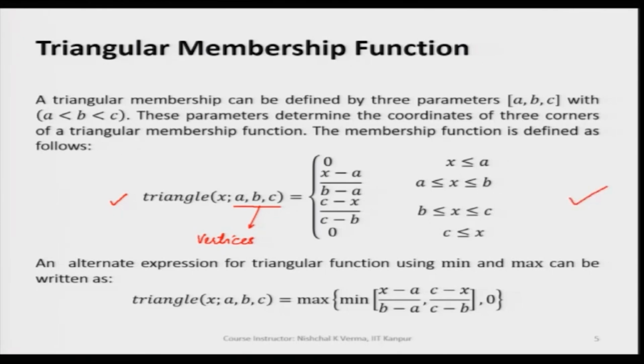Here we have an alternate expression for the triangular membership function, which is defined by the min max function. So, here we take the min of these two, and then finally we take the max of whatever we get here and 0. So, this is called the min max function for the triangular fuzzy membership function. Either of these we can use to generate a triangular fuzzy membership function.